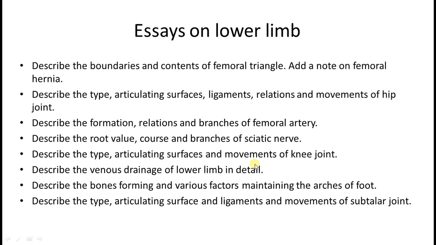Type means 1 mark. If they have allotted, simply write what is that type. Variety, what is the variety. Movements, if they ask, you simply write the name of the movements and the prime muscles producing that movement. Flexion of hip joint, you put iliacus and psoas major. So like that. Then venous drainage of lower limb, again is very important.